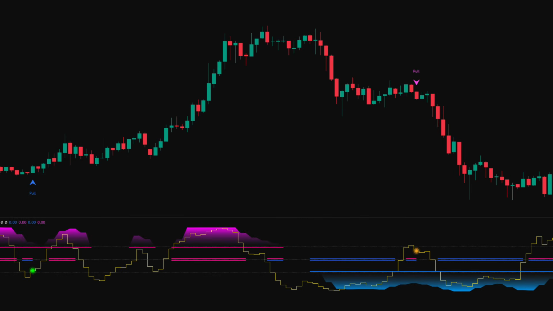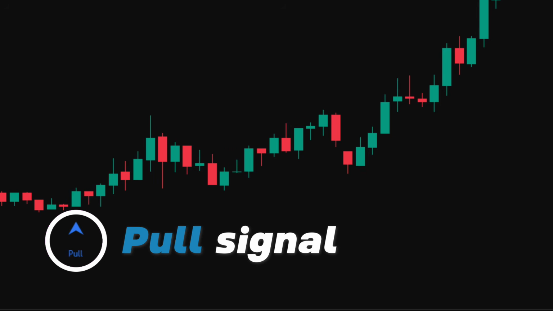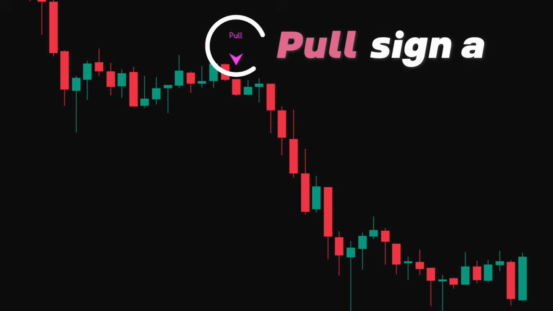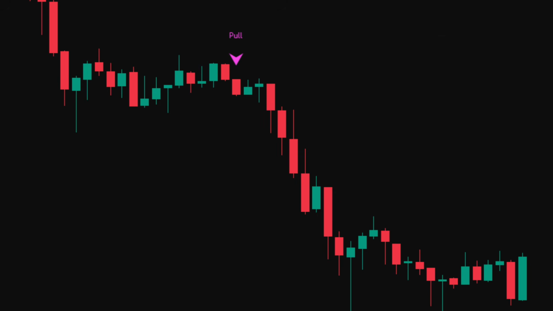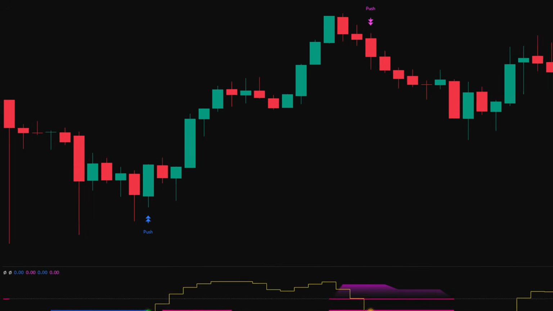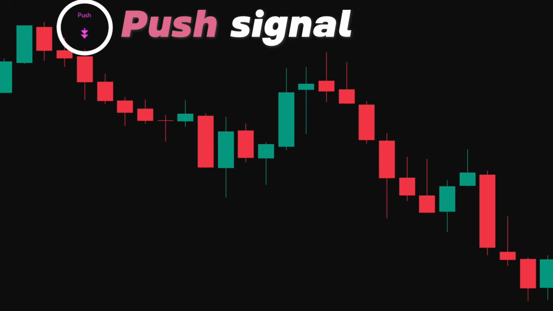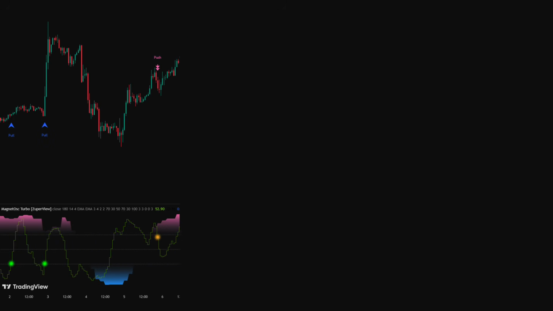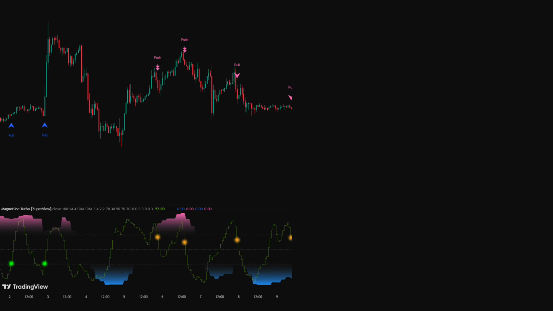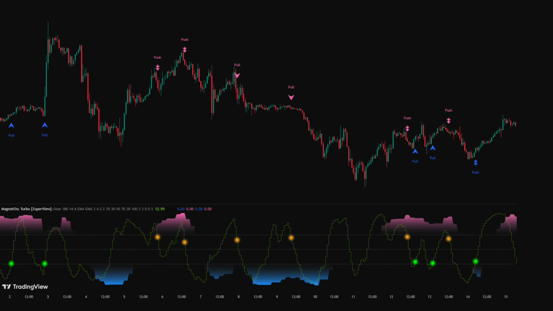Now, let's talk about the signals. This indicator provides you with two main categories of trading signals. The first one is called the pull signal, and it comes in two forms: up pull and down pull. The second type of signal this indicator provides is called the push signal. Just like the first group, it also comes in two forms: up push and down push. The names push and pull are inspired by the behavior of a magnet. And once you see how these signals play out on the chart, you'll immediately understand why they were named this way.